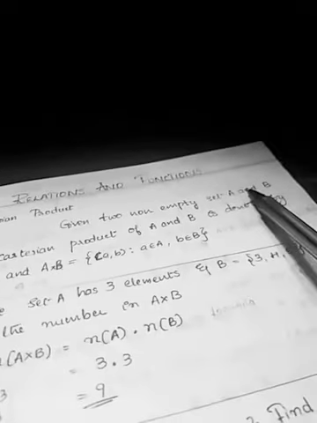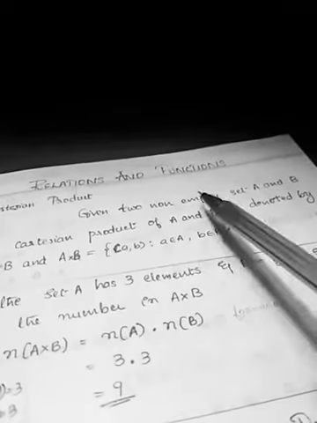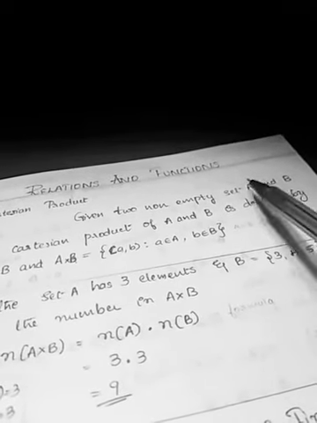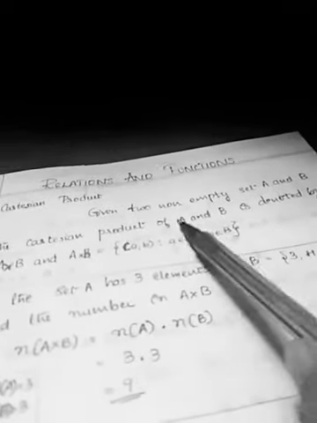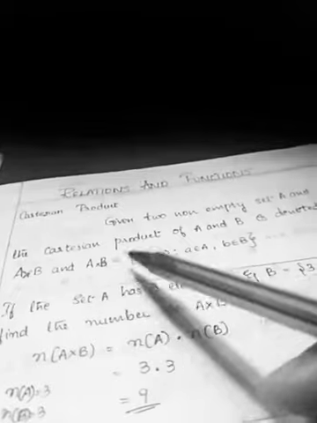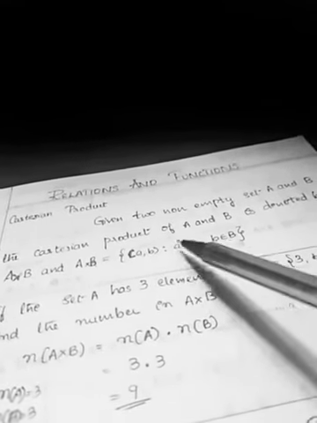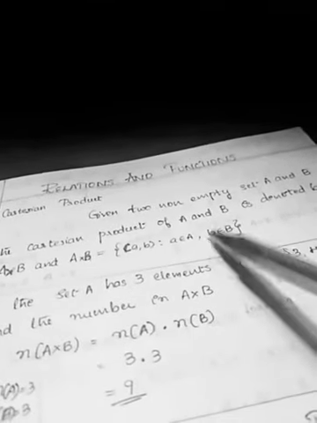Definition of Cartesian product. Given two non-empty sets A and B, that is, A and B both are not empty sets, they must contain at least one element, then the Cartesian product of A and B is denoted by A cross B. A cross B equals the set of all ordered pairs (a, b) such that a belongs to A, b belongs to B.